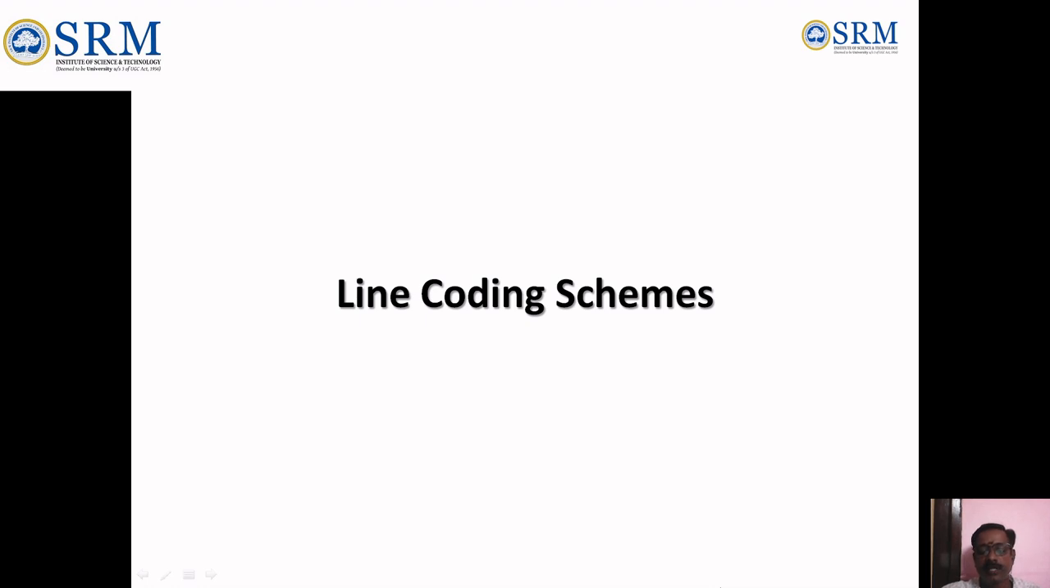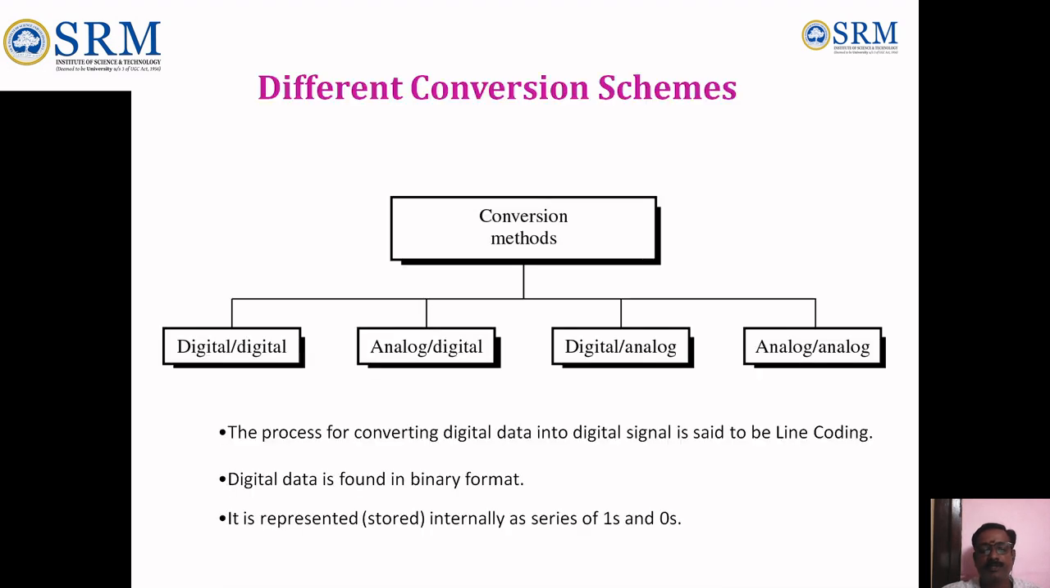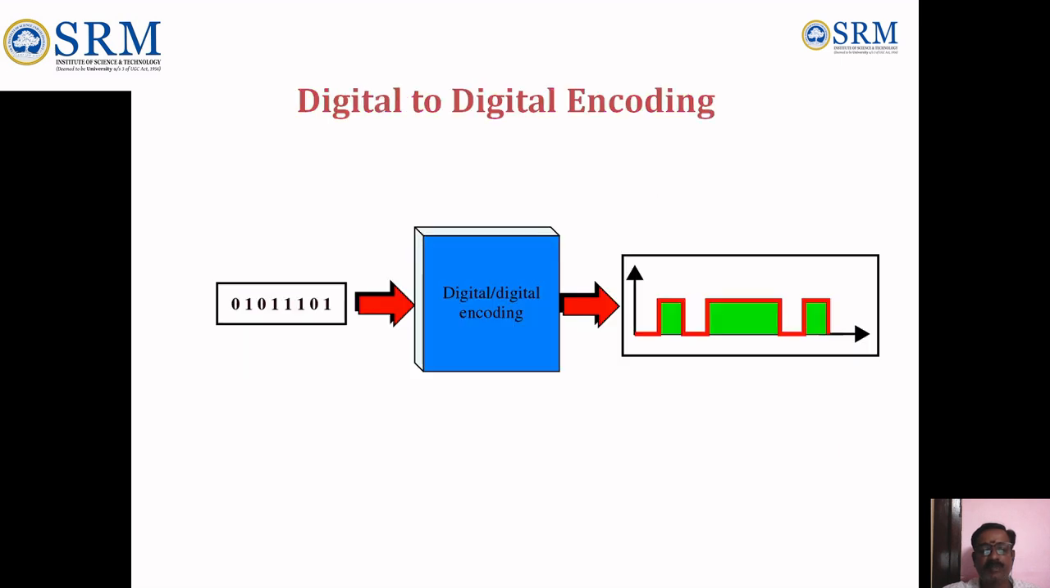Welcome to the session on line coding schemes. There are different conversion schemes: digital to digital, digital to analog, analog to digital, and analog to analog. The process for converting digital data into digital signal is said to be line coding. Digital data is found in binary format. It is represented internally as a series of zeros and ones.